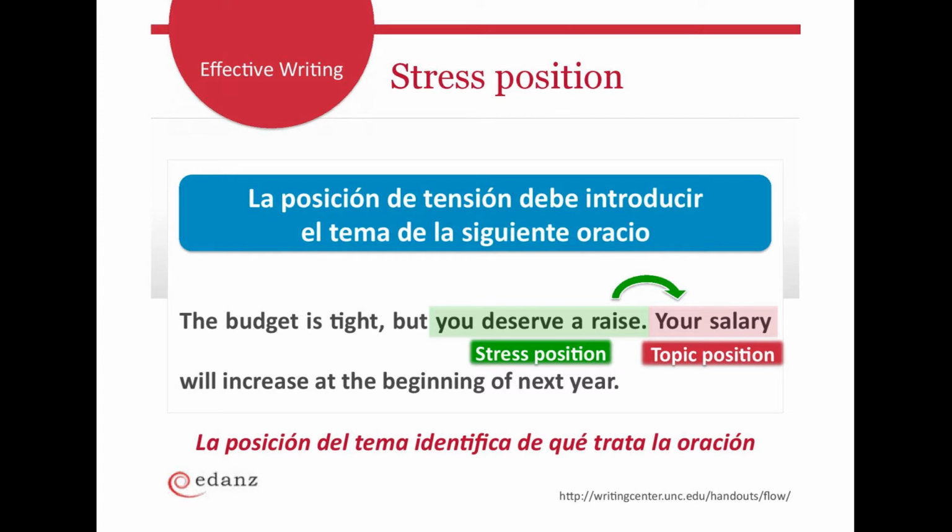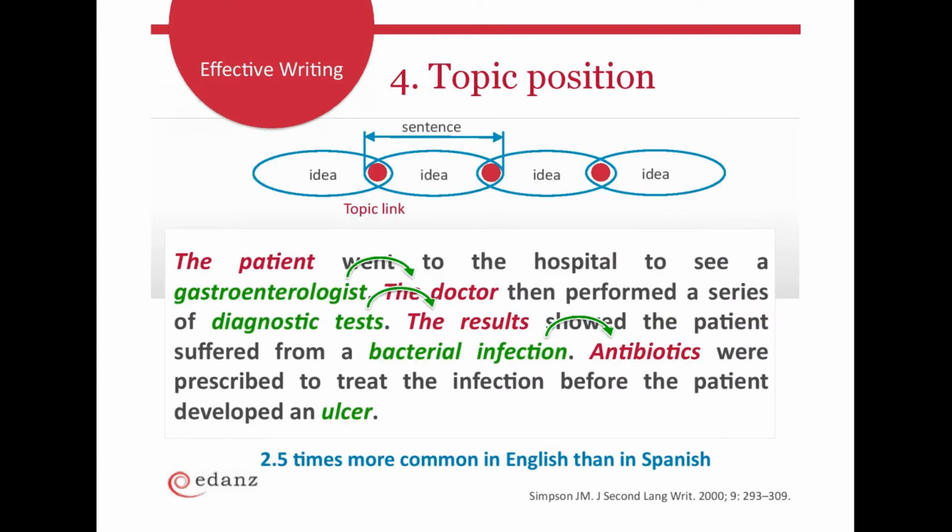So if you have a sentence that contains one idea, the beginning is the topic position that introduces that idea. And it will also link with information in the previous sentence. So it forms a link between ideas.